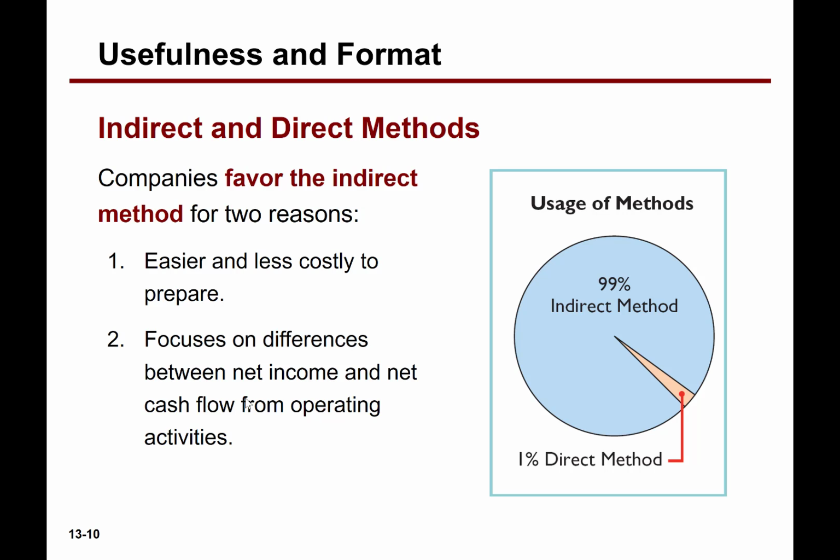Now, why is that? Are they just defiant children? Huh? You say, oh, you want me to use indirect? Direct? Well, watch me use indirect then. Why do they do the opposite of what FASB asked them to?